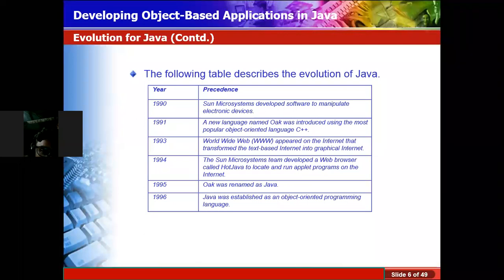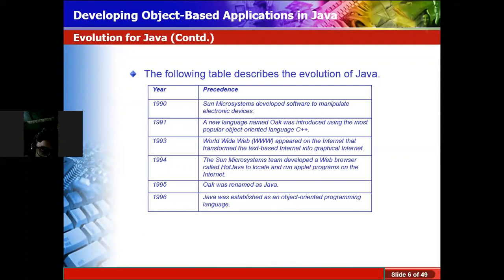In 1994, the Sun Microsystems team developed a web browser called HotJava. HotJava is a web browser which is used to run applications on the web. जावा का वेबसाइट आने से पहले और जो जावा का नया नया जब अपलेट लॉन्च हुआ, तो अपलेट प्रोग्राम को रन करने के लिए 1994 में एक हॉट जावा ब्राउजर रन हुआ.